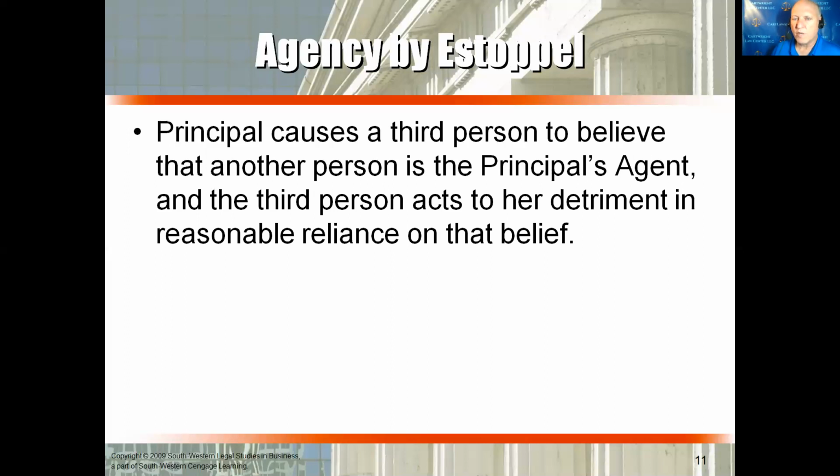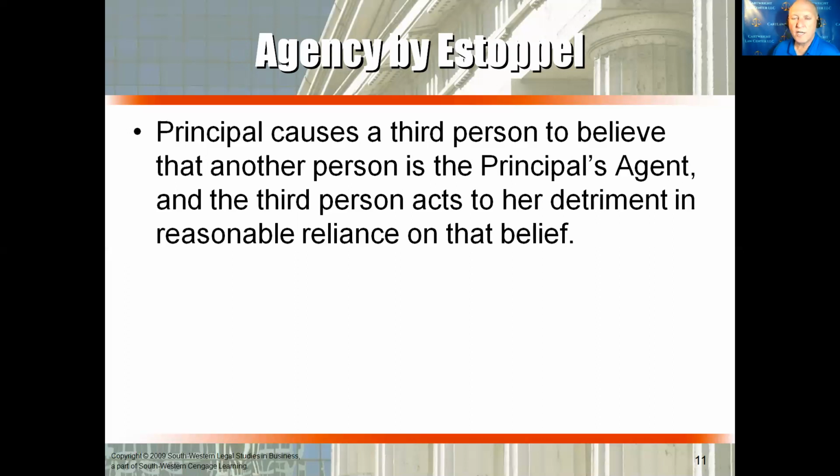Agency by estoppel is always an interesting one. Estoppel means you're stopped from denying something that would be detrimental to yourself by your own conduct. One example that doesn't fit perfectly here, but is pretty close, is a colleague of mine who once worked for a law firm. He wasn't a partner, but they acted like he was when they introduced him to their clients, to their other colleagues, to suppliers, vendors, that kind of thing.